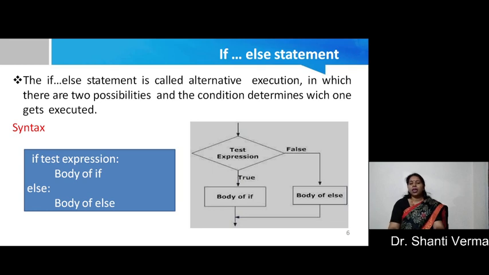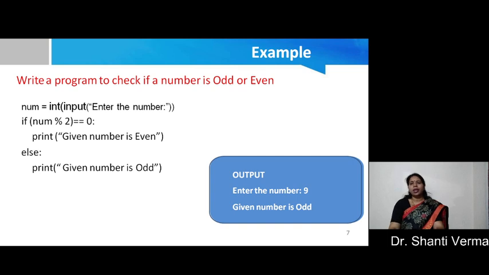In the flowchart, you can see that there is one test expression. If the condition is true, then the body of the if part is executed, and if the condition is false, the body of the else part is executed. Now let's take one example of if else, where you have to check whether the number given by the user is an even number or an odd number.